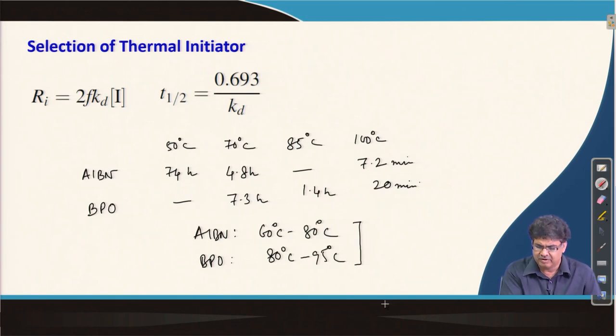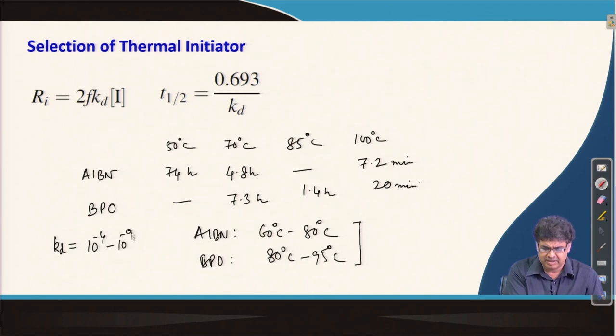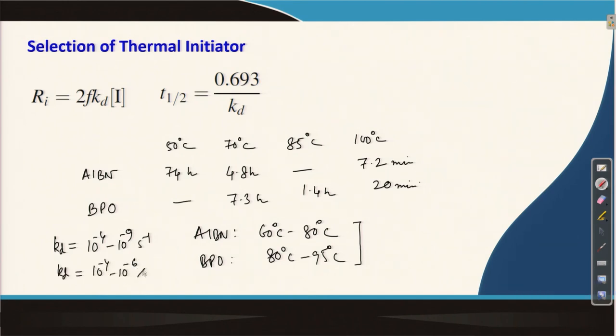The typical value for the rate constant for dissociation is around 10 to the power 4 to 10 to the power minus 9 second inverse, and the practical value for Kd is 10 to the power minus 2 to 10 to the power minus 6 second inverse. So this is the required Kd value we generally use for standard radical polymerization reactions.